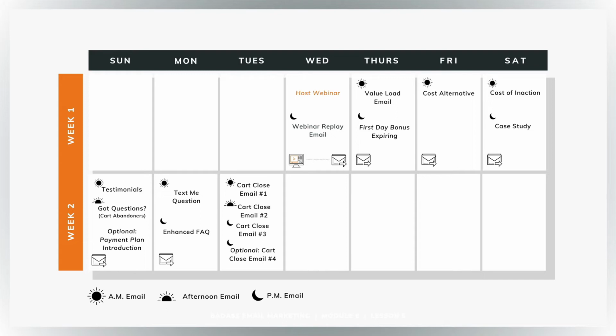Then on the next day, Thursday, in the morning, you will send out your value load email. Then I put in the evening, assuming you have a first day bonus where people only get this bonus if they sign up on Thursday, you're going to send an email that evening telling them time is running out for them to get their hands on that expiring bonus. So that's Thursday. Then Friday, I suggest a cost of the alternative.